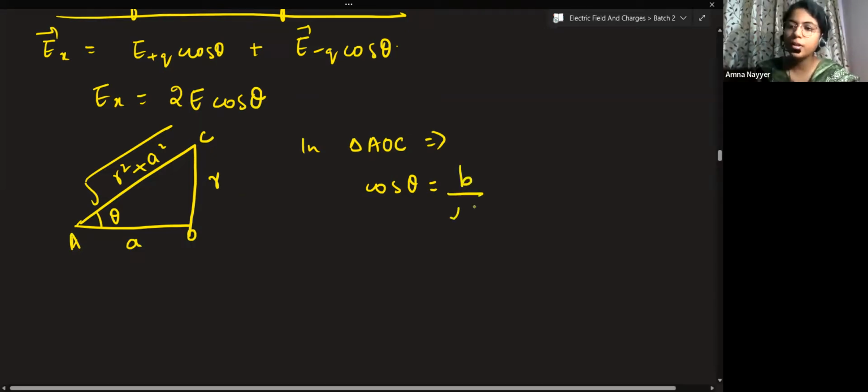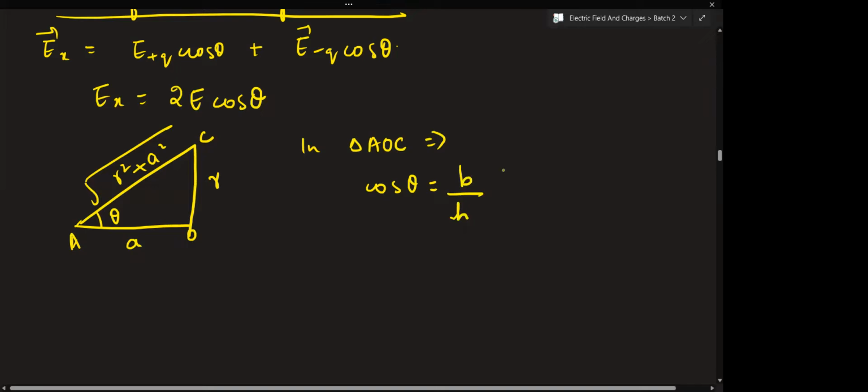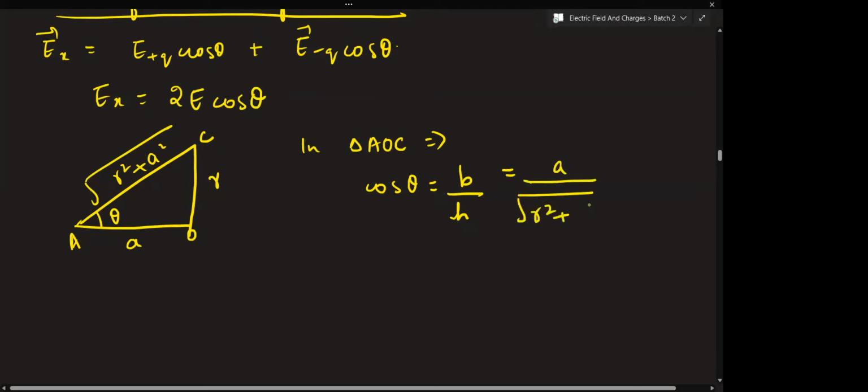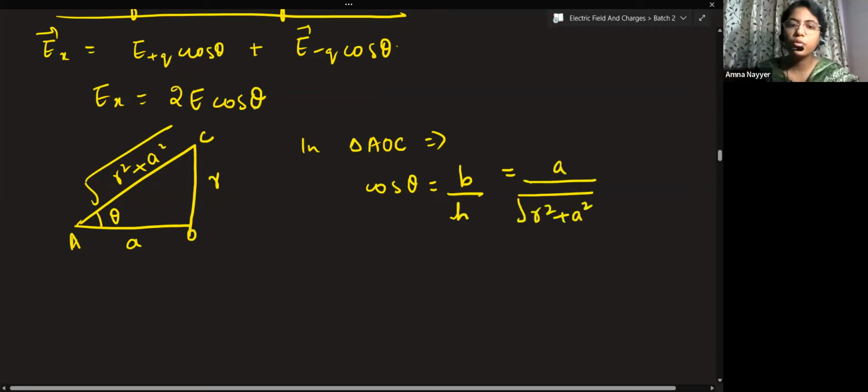See, cos theta is what? Base by hypotenuse. Base is A. Hypotenuse is under root R square plus A square. So we have cos theta with us. What was the electric field? Electric field was KQ by R square plus A square. Now we can get the resultant field.